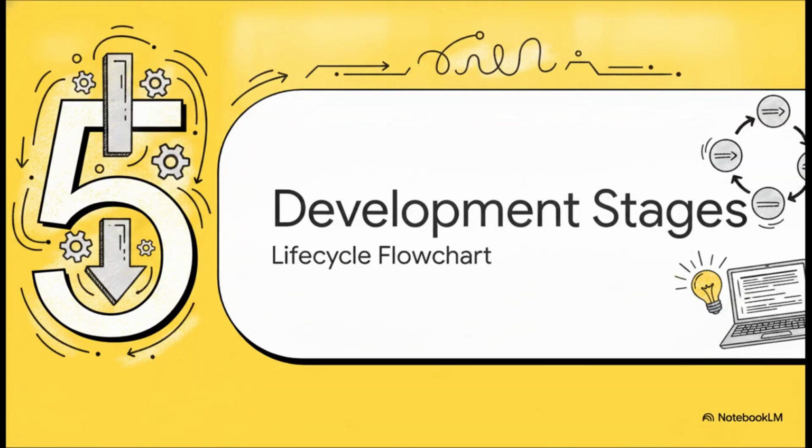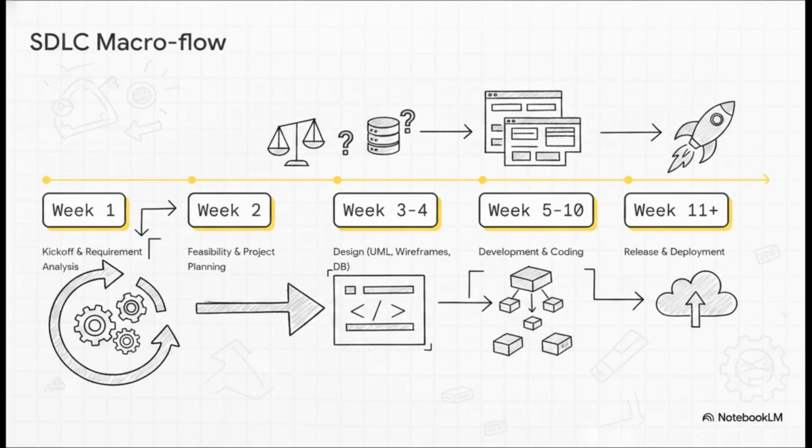Section 5, Mapping the Development Stages, the Lifecycle Flowchart. Now, let's map out the exact progression of this lifecycle. Visualizing development stages with flowcharts is absolutely critical because it takes a chaotic, raw concept and shows you how it systematically becomes a real product. This timeline right here shows the macro flow.